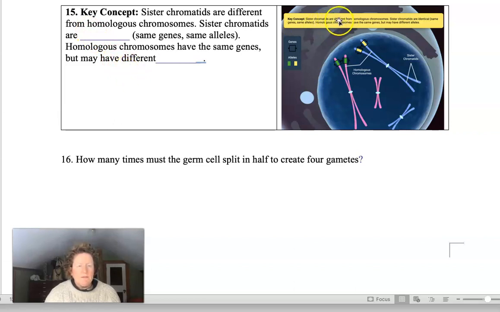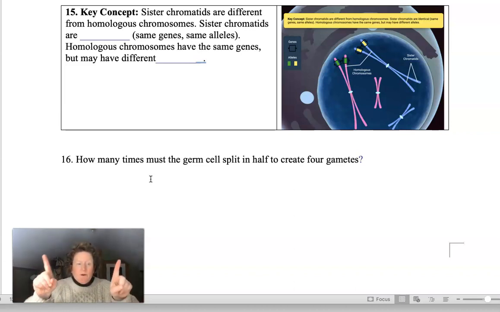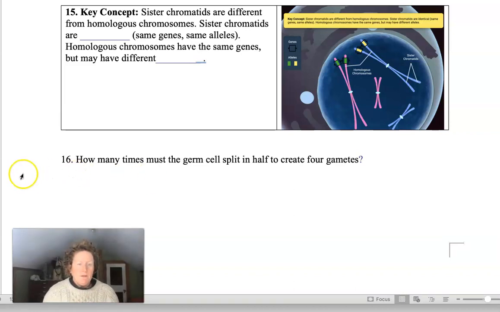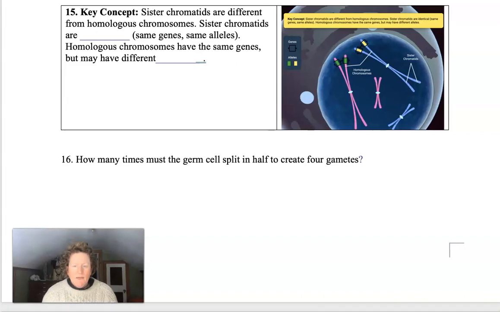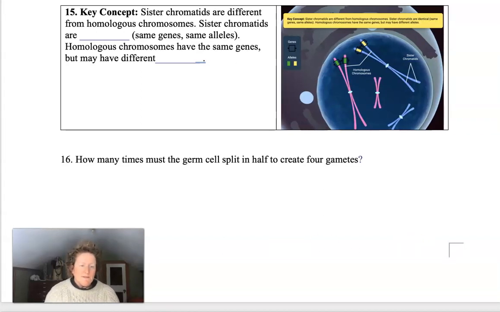There is the key concept that you need to fill in the blanks. Number 16 says, how many times must the germ cell split in half to create 4 gametes? Remember, we're in meiosis, we're creating gametes, that's eggs and sperm, that only have 1 copy of the chromosomes. So when they get together, they have 2. Egg plus sperm equals 2 copies of the chromosome. They're going to get together, make 1 cell, and that's the beginning of every organism on Earth. Pretty cool, huh? You and I and frogs and cats and everything else started from 1 cell. Eggs plus sperm.